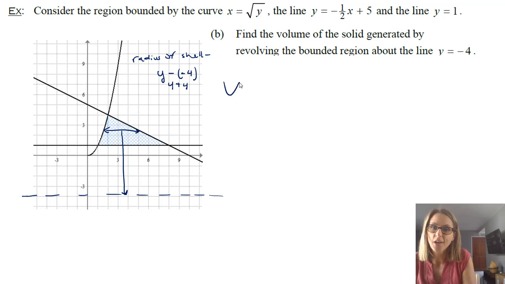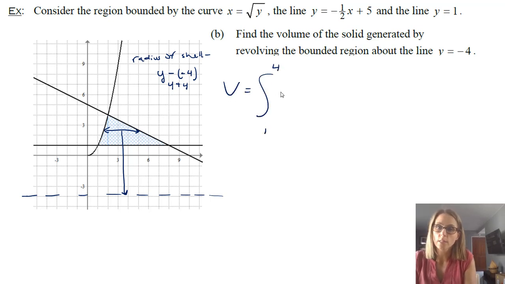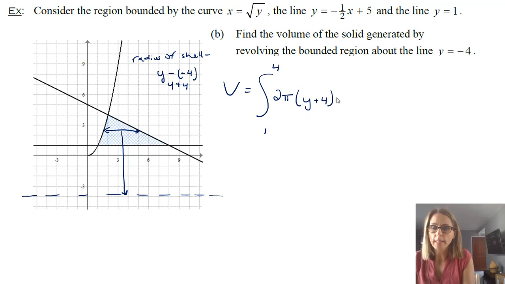We can see we're still evaluating from 1 to 4. We still have, I'll just put it on the inside this time because it doesn't matter, 2 pi y. But again, now our radius is increased by 4. So you want to do y or x minus whatever that line of rotation is. So y plus 4.